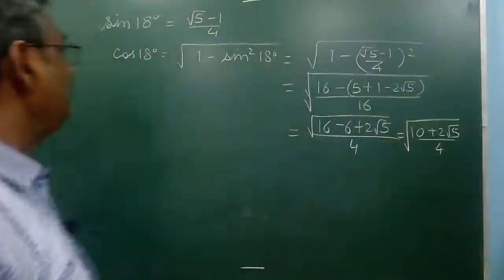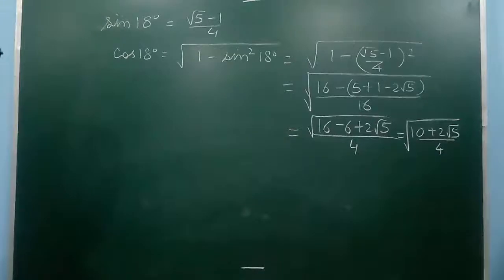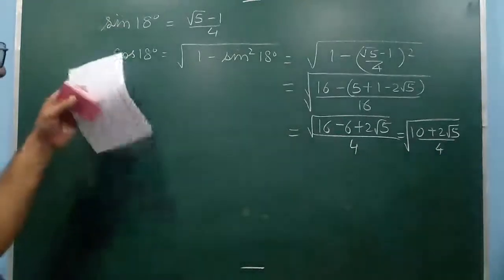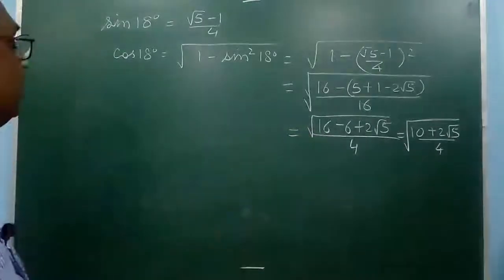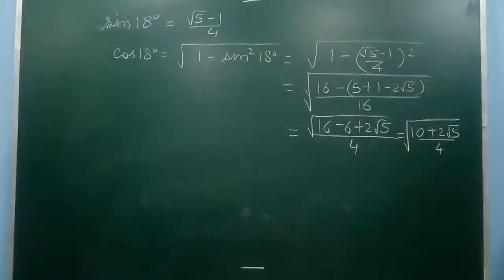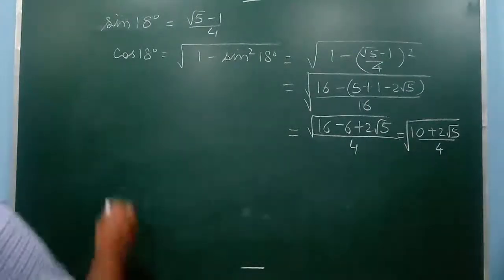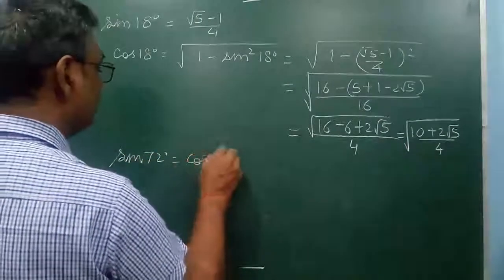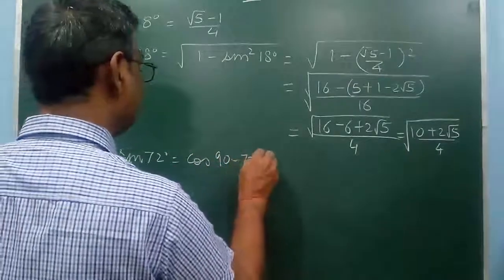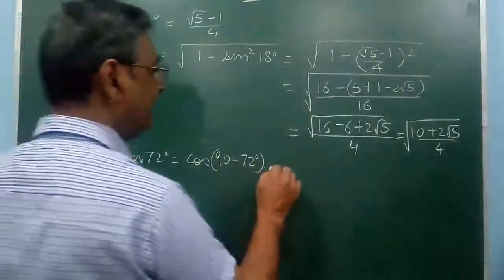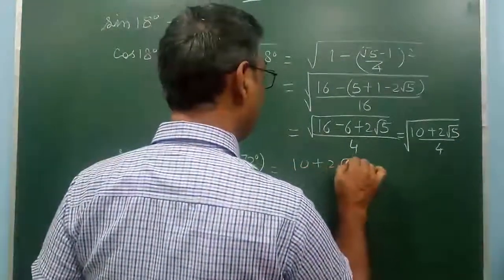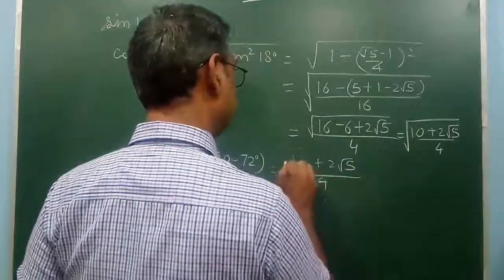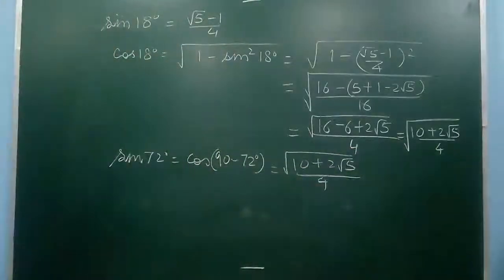So we have the value of sin 18, cos 18, cos 72. We can find the value of sin 72. This is the value of sin 72 as well. We have (10 plus 2 root 5) by 4. Now sin 72 equals cos (90 minus 72). This is 18, and this is (10 plus 2 root 5) by 4. Same value.